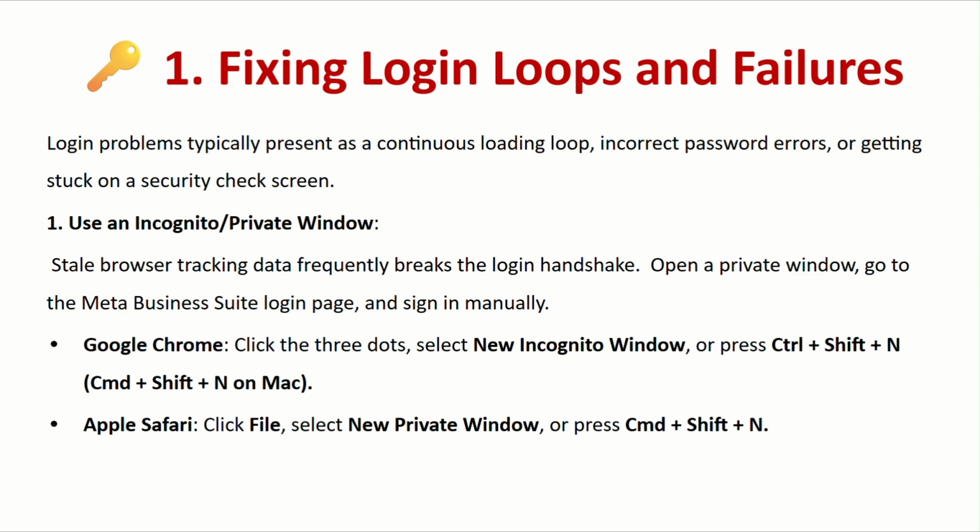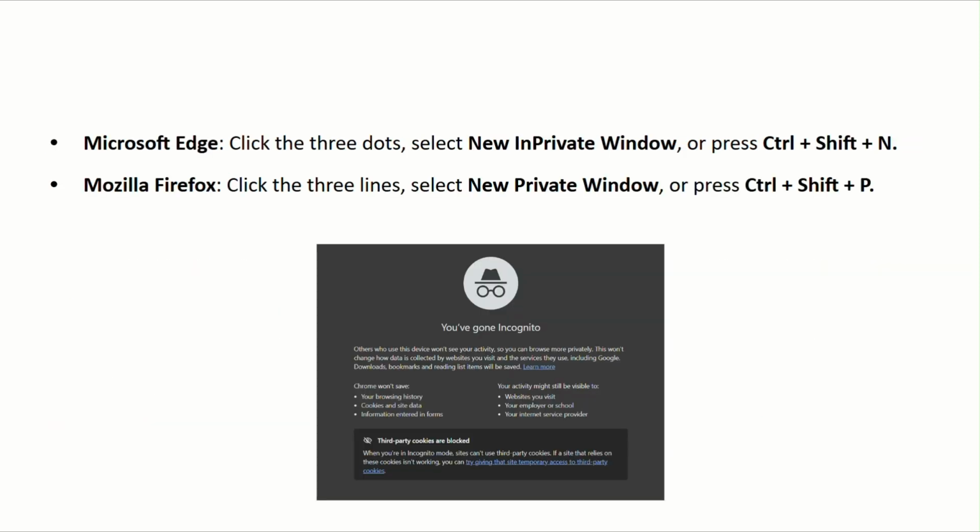For Google Chrome, click the three dots and select New Incognito Window, or press Ctrl+Shift+N, and Command+Shift+N on Mac. Apple Safari: click File, then select New Private Window, or press Command+Shift+N. For Microsoft Edge, click the three dots, select New InPrivate Window, or press Ctrl+Shift+N. In Mozilla Firefox, click the three lines, select New Private Window, or press Ctrl+Shift+P.